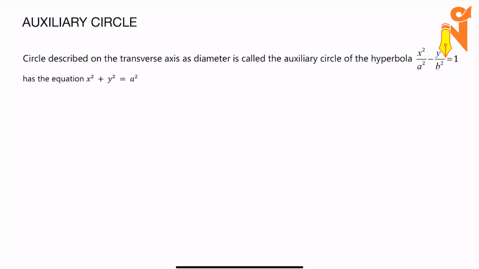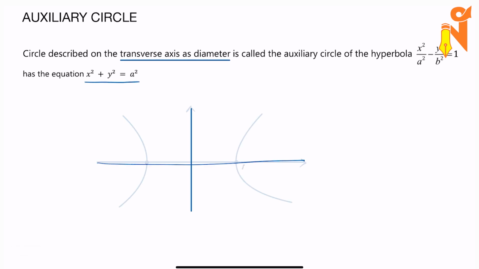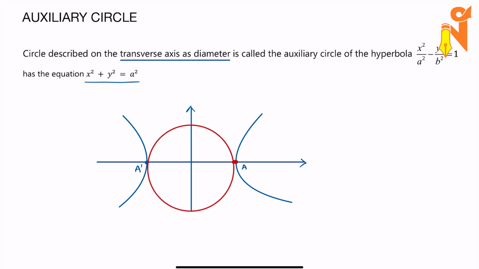Our next topic is the auxiliary circle. The circle described on the transverse axis as diameter is called the auxiliary circle, whose equation is x square plus y square is equal to a square. If you take a hyperbola, 2a is the length of the transverse axis. Having that as a diameter, you can draw one circle. That circle is called the auxiliary circle.